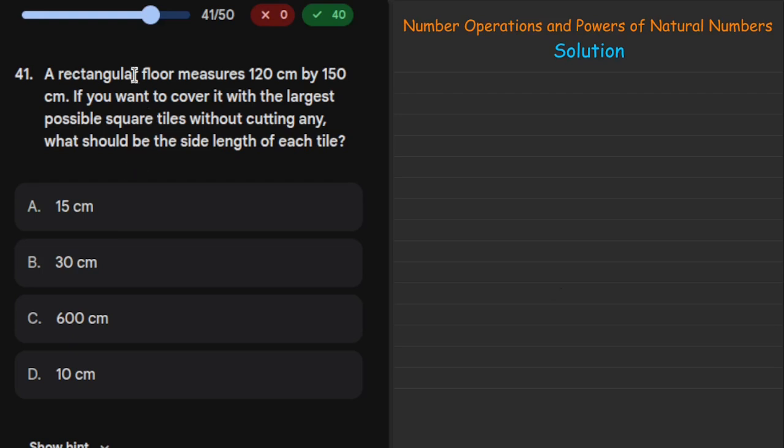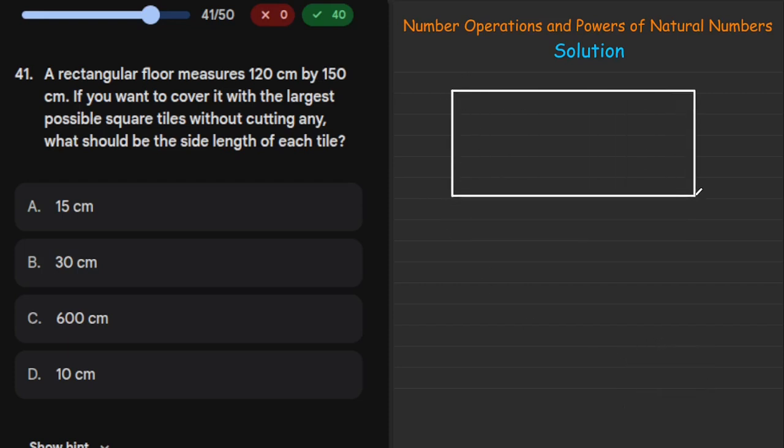A rectangular floor measures 120 centimeters by 150 centimeters. So this can be the rectangular floor we are talking about. And then it says it measures 120. So we have 120 centimeters. And then I would actually take the 120 and put it here, and then 150 centimeters.